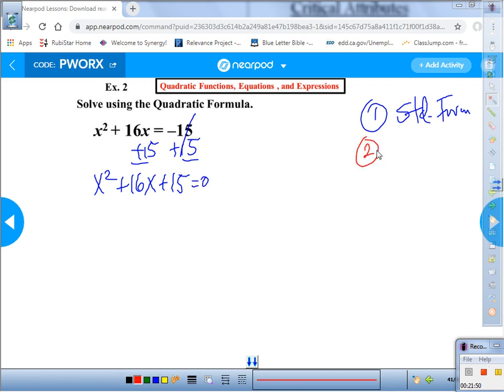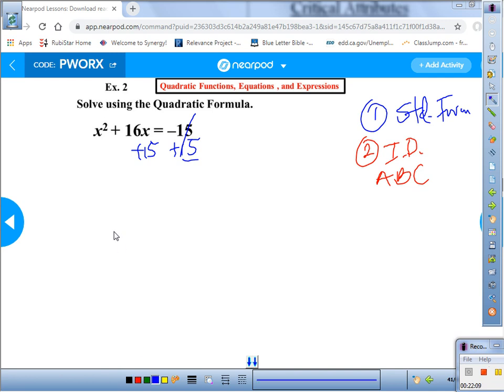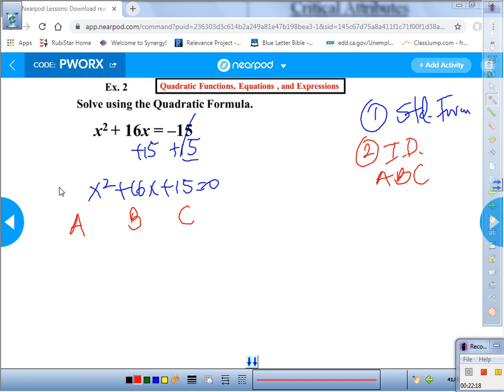Step 2, ID A, B, C. What does that mean, Mr. Q? Identify A, B, C from the equation. Let me erase this so that people don't get confused. Here it goes again. We got x squared plus 16x plus 15 equals 0, and we need to identify A, B, and C. What is A, everyone? 1. What is B? 16. What is C? 15.